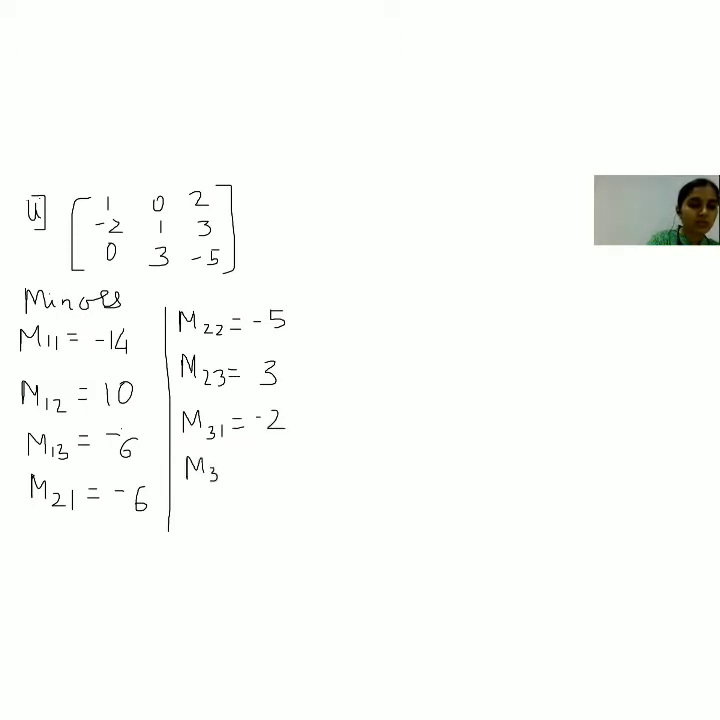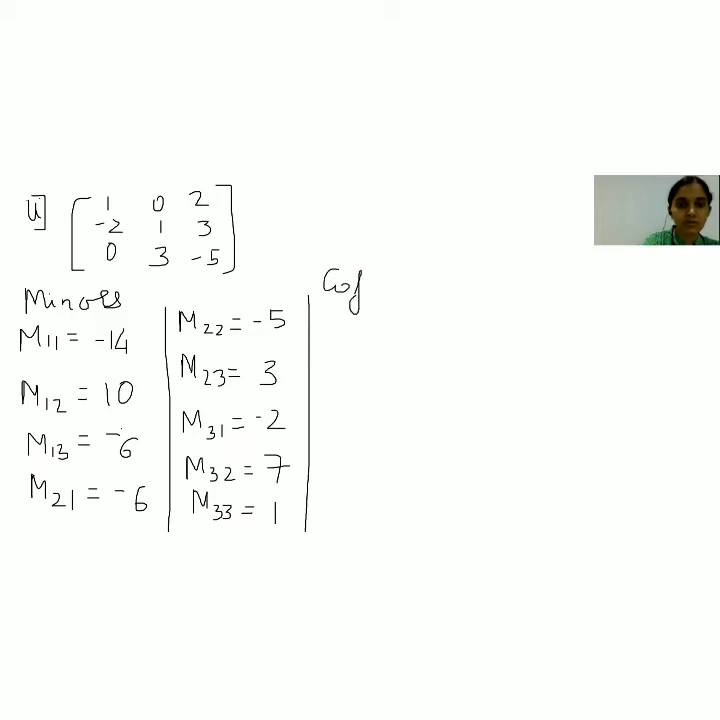M32, third row, second column. So we have 3 minus of minus plus 4, that is 7. And M33, last element, third row, third column. So 1 minus 0, that is 1. Okay, so these are minus. We are left with M32, third row, second column, 3 minus, yes. Okay, now cofactors.